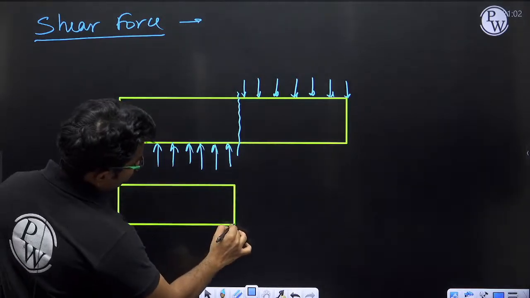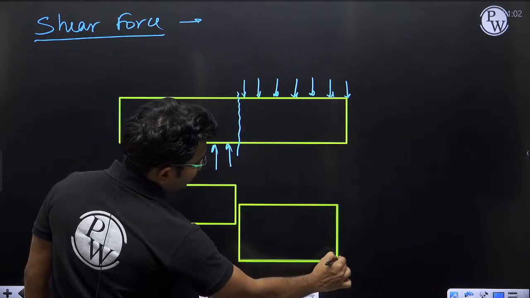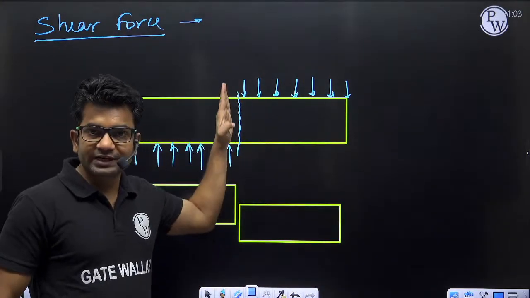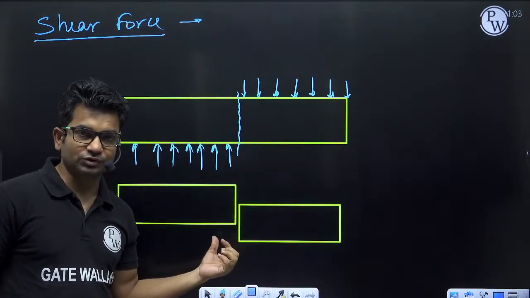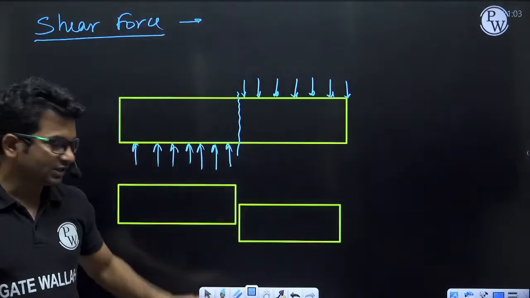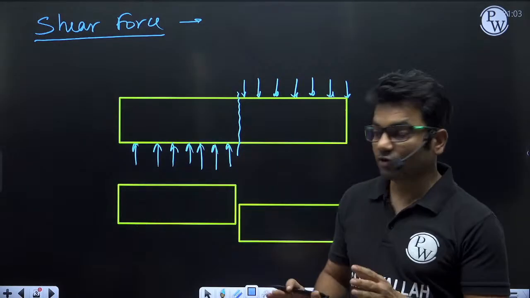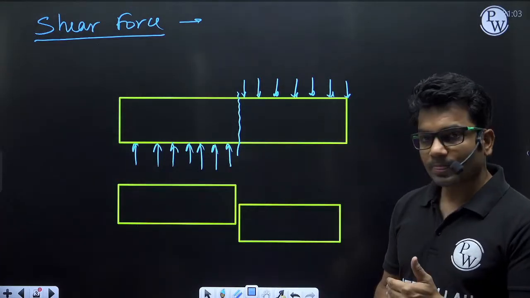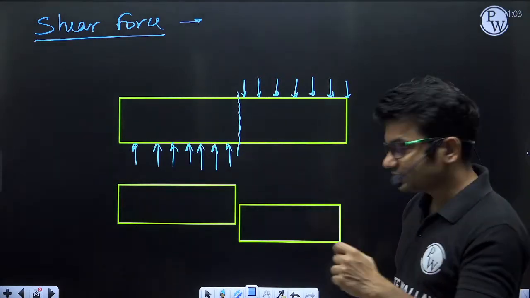After shearing, the body will look something like this. Whatever force is responsible for this type of action is called shearing force. Shearing force will have a tendency to shear the material like this. This is called shearing. I hope you have understood the meaning of shearing. Understood or not? Have you got it? Okay, this is the meaning of shearing.